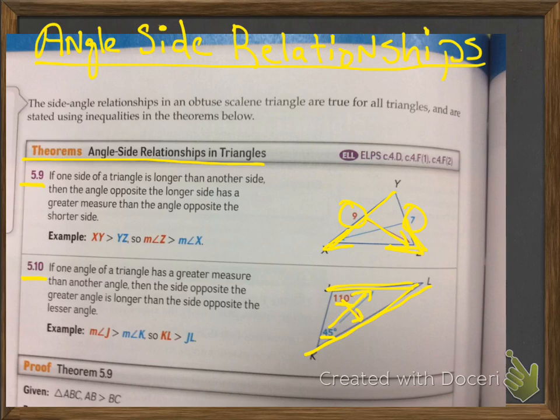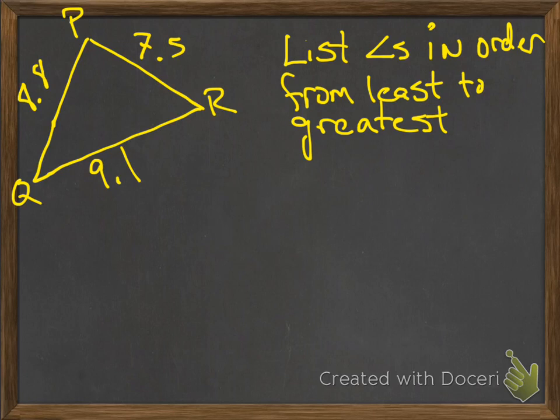What does that mean? Well, let's see. Here I want to take a triangle and put the angles in order from least to greatest. We'll start off with something easy. You can tell the sides, in order from least to greatest, shortest to longest, are 7.5, which is PR, 8.8, and 9.1.